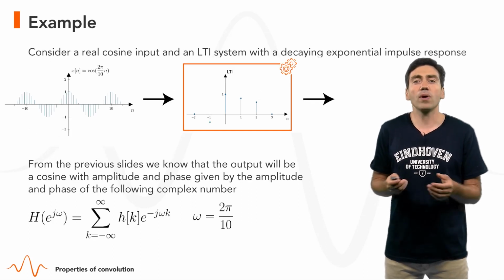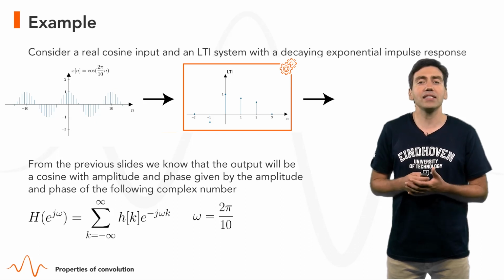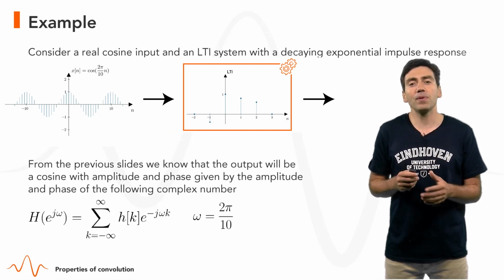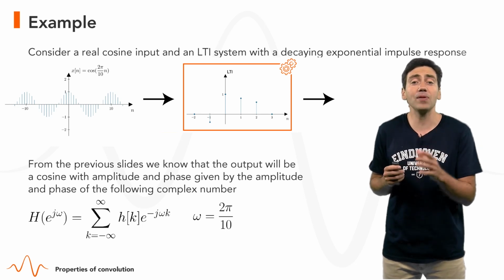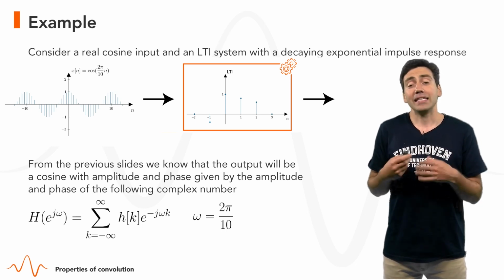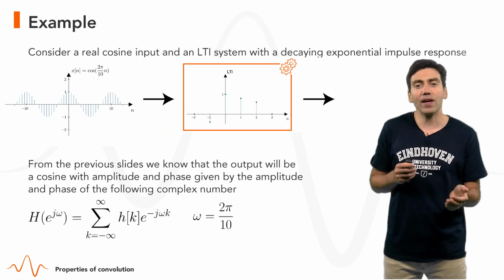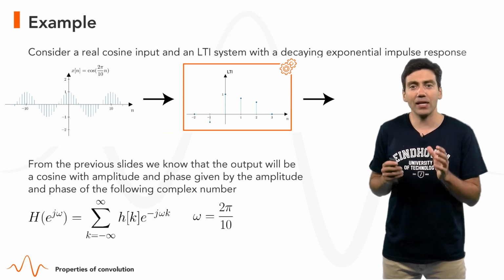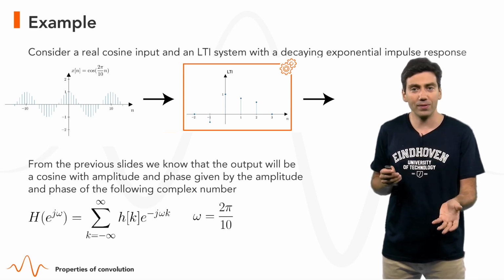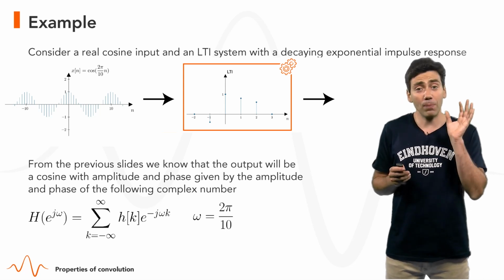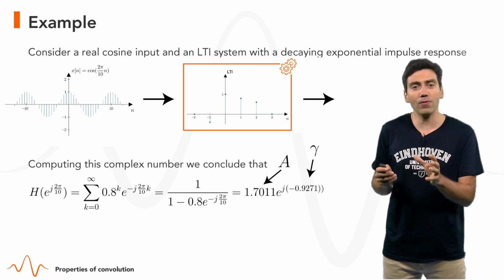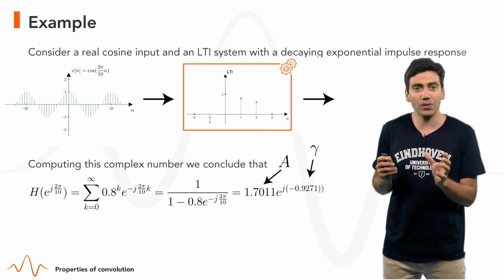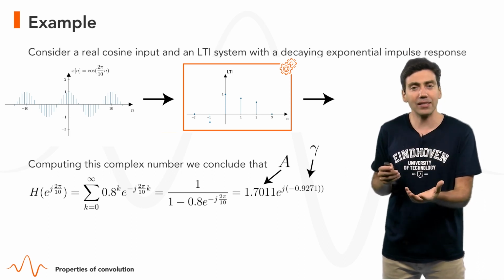Here is an example where we want to compute the response of an LTI system to a cosine. We know from the previous slide that this is also a cosine, but with different amplitude and phase. The amplitude and phase are the absolute value and the angle of this complex number capital H, and we have a formula for it. If we apply the formula, we get the sum of a geometric series. There's a formula for that, 1 over 1 minus the ratio, and that is a complex number.